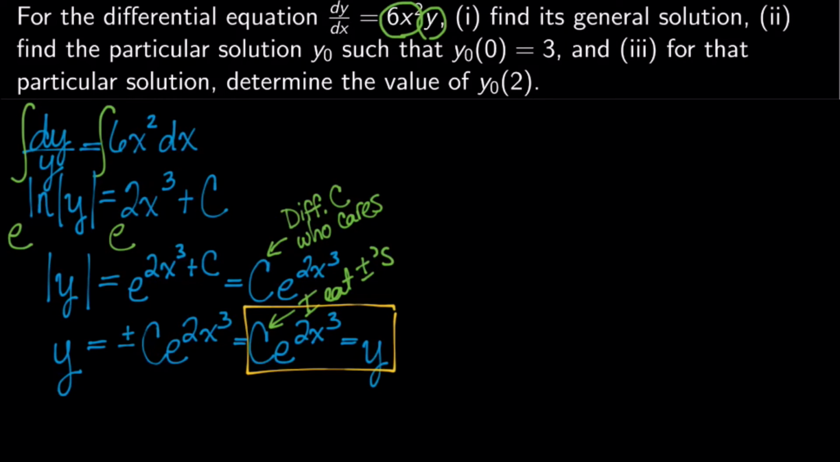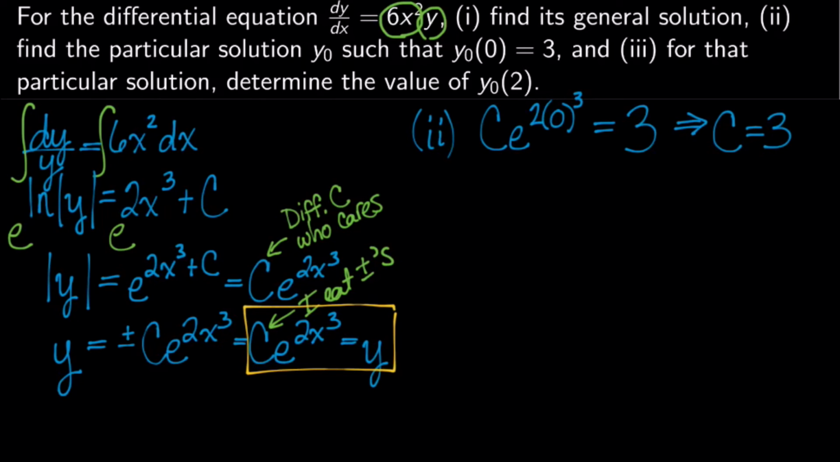I need to take that information and work on part 2, which is finding a particular solution, y naught. And really, this is just about substituting 0 for x and 3 for y and solving for c. Since e to the 0 is 1, that algebra is a complete joke, and so my particular solution is 3 times e to the 2x cubed. And I suppose I should call it y naught because the problem does.